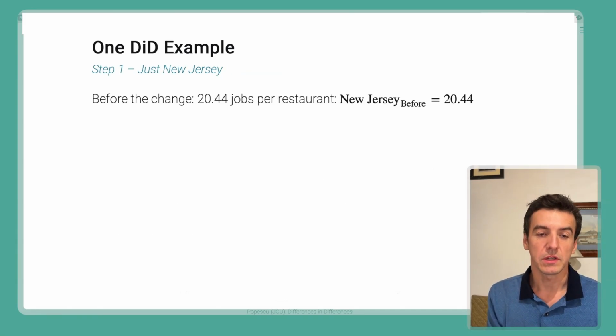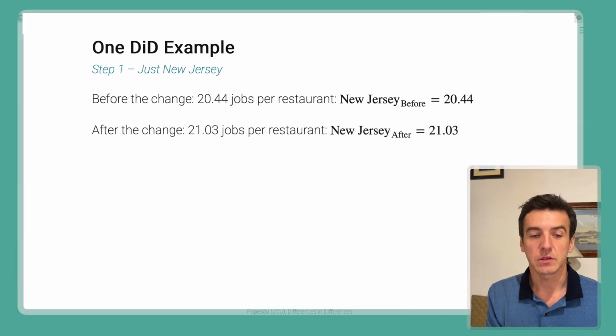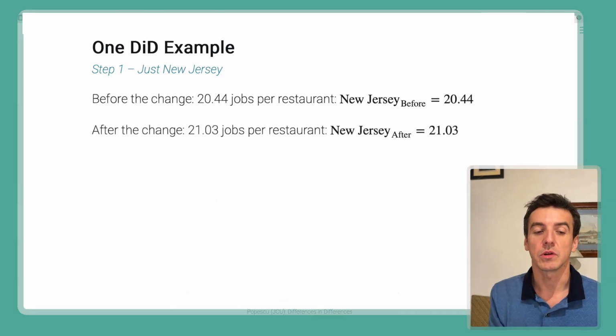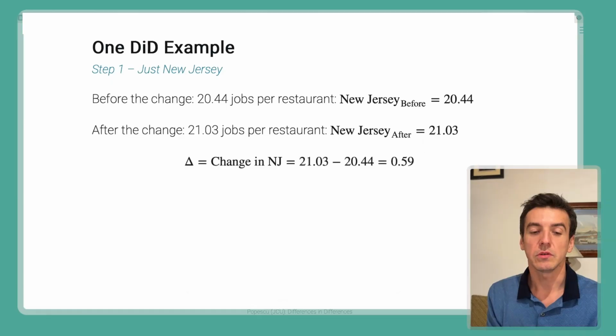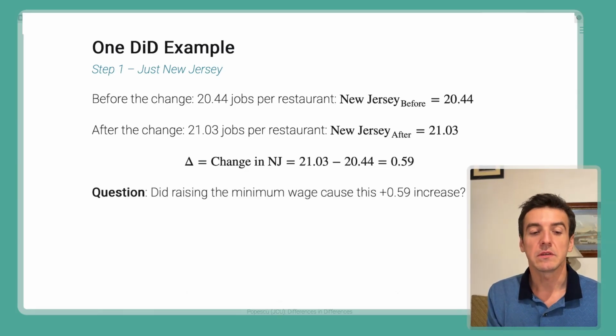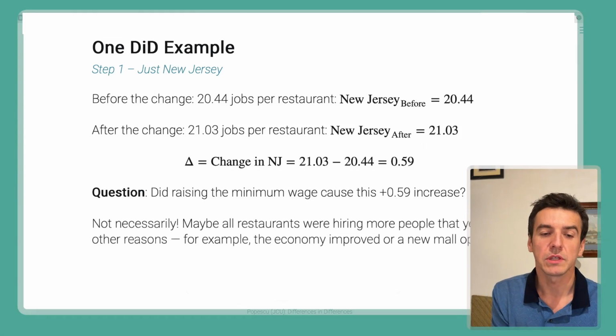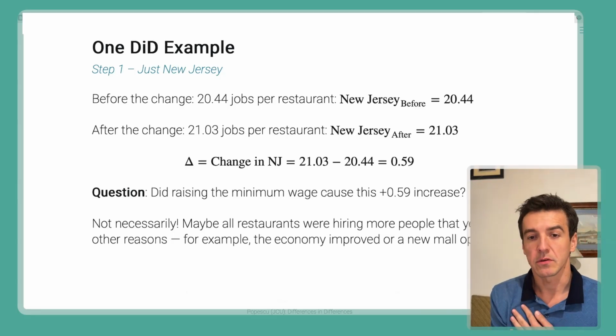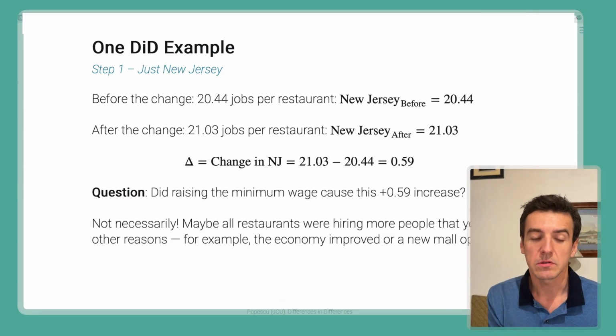So what they noted is that before the change in New Jersey, there were 20.44 jobs per restaurant. After the change, this number of jobs increased to 21.03. So if we do the difference, we notice that this is an increase of 0.59 jobs per restaurant. So the question here is, did raising minimum wage cause this positive 0.59 per restaurant increase? So not necessarily is the answer, although you might be tempted to say yes. It's not necessarily the case.